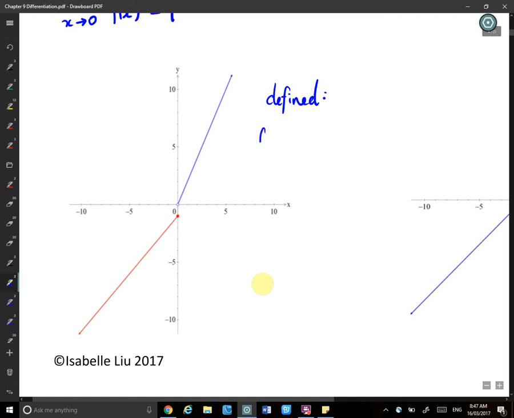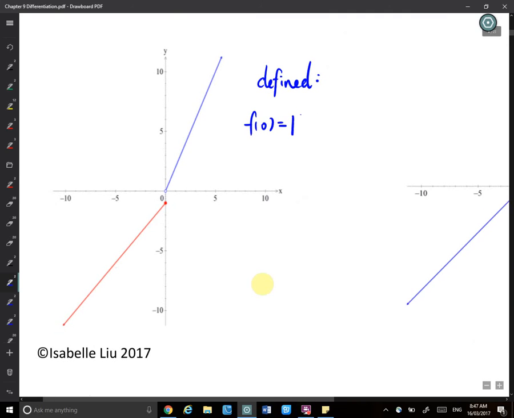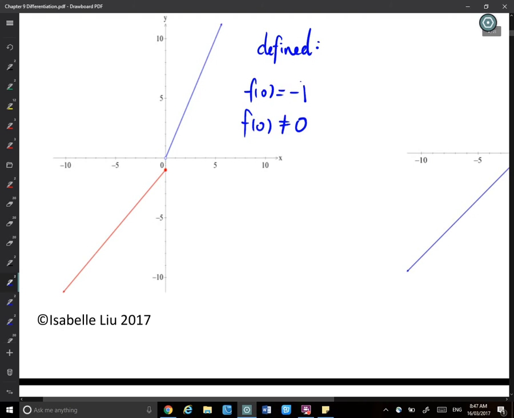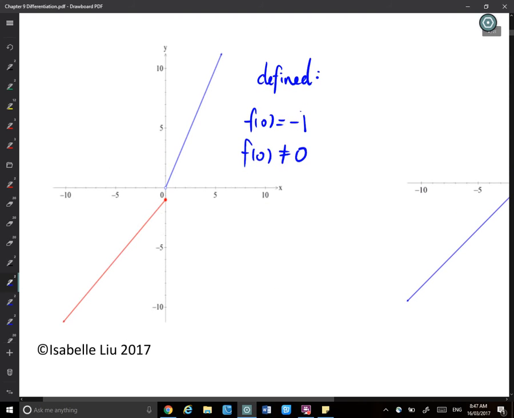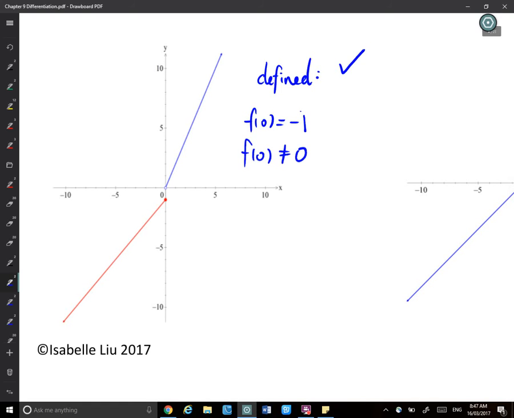So my f(0) actually equals to, what's that point? It's negative 1. My f(0) equals to negative 1. My f(0) does not equal to 0. It's not taking the open circle at 0, it takes the closed circle at negative 1. So it is actually defined, because when x equals to 0, y equals to negative 1. If both ends are open circles, it means it doesn't exist. But one closed, one open, which means it exists.